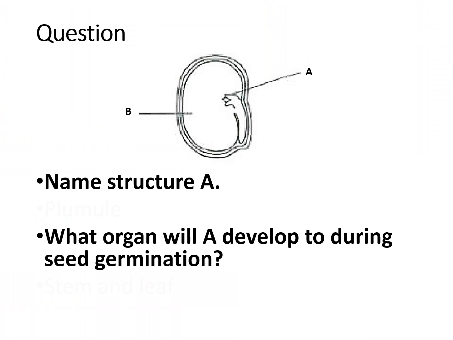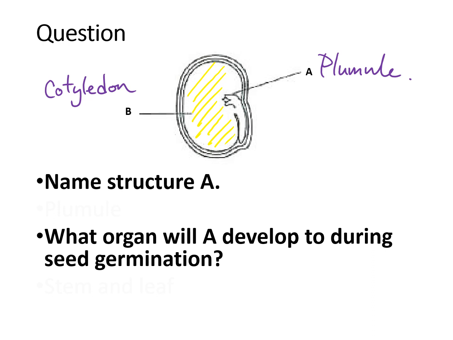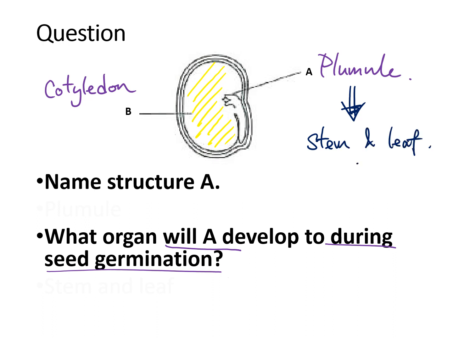Let's take a look at the question. Name structure A and also B at the same time. What is A? A is actually the plumule, while B is the cotyledon, where you can find a lot of stored food. And then what organ will A develop into during the seed germination? For the plumule, after some time, it will grow to become the stem and the leaf. Or you can say shoot. Both okay.